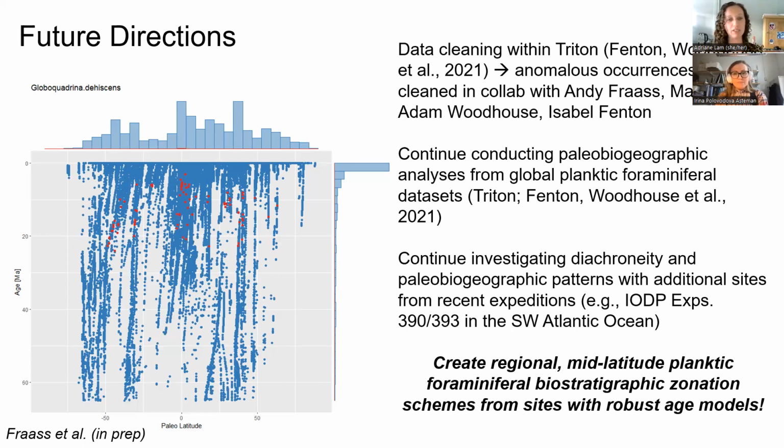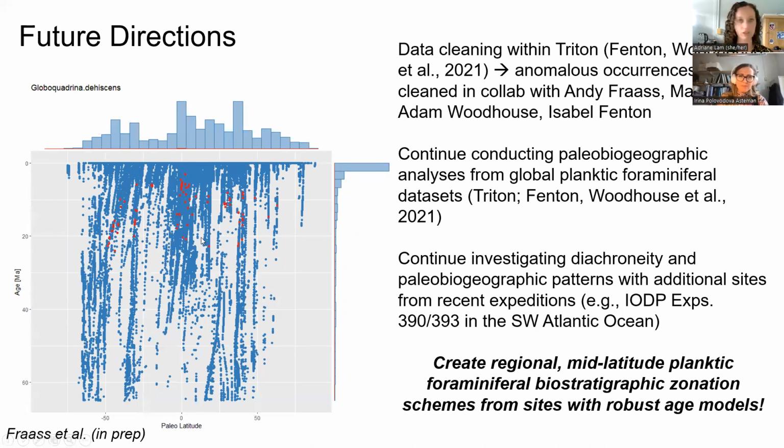Once we get that cleaned up, we're also going to continue conducting paleobiogeographic analyses from the global planktic foraminiferal data sets, using Triton, for example. On the left side of your screen, I'm showing you a little sneak preview of this data. These are data that Andy coded up, pulling the data in from Triton into R. There's age on the left from 0 to 60 million years, and on the x-axis is paleolatitude. What we're looking at are the occurrences of global Globoquadrina dehiscens.